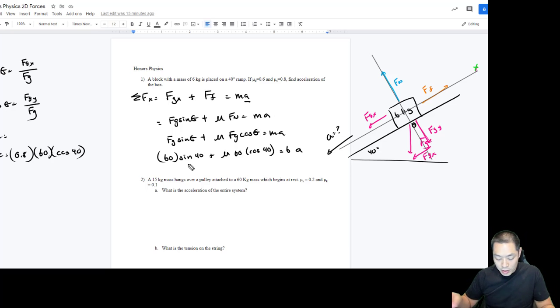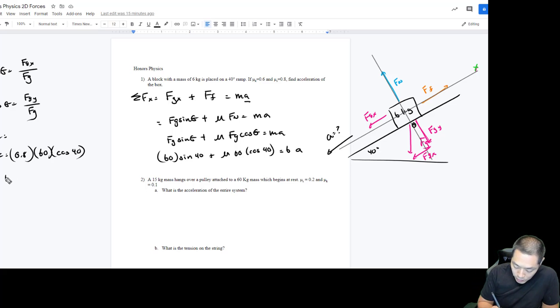So let me grab my calculator and do both of these. Make sure you're in degrees versus radians. 0.8 times 60 times cosine of 40. And I get force of static friction of 36.77. Let me make sure I'm in degrees, and I am. All right, now I'm going to do the same thing here. 60 sine of 40. And I get 38.57.